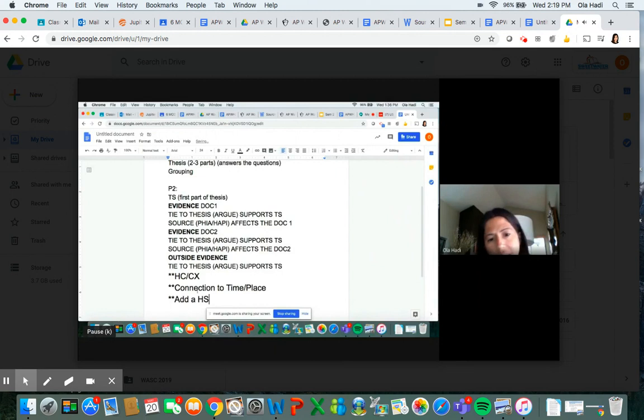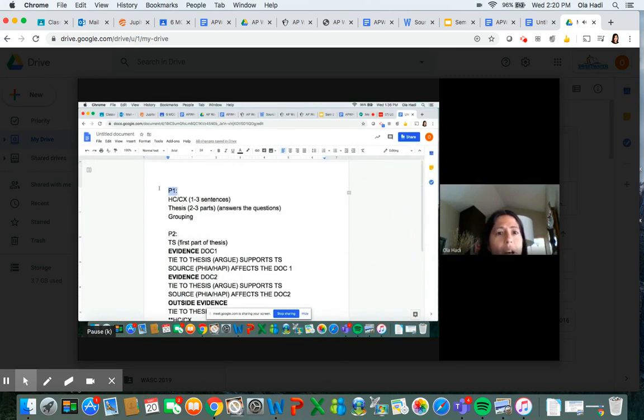Or they might choose to add a historical thinking skill. For example, if it's asking you about causes, but you can also do effects, maybe add that. Or if it's asking you about changes, but you can also do a continuity, add that. So that's what you're going to do in every single paragraph. I just did paragraphs 1 and 2, but now you can do this for every single paragraph.